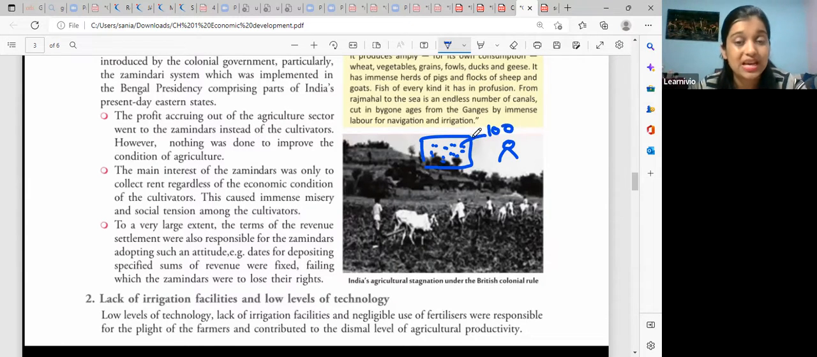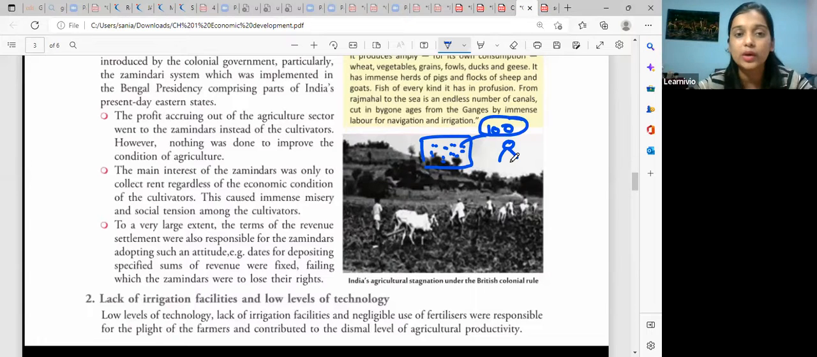He got 100 rupees. So the benefit, whatever money he was getting, instead of the one who is doing the hard work, see, if the farmer is producing everything, he should get the benefit, right? What was happening? The profit was directly going to the zamindars. Instead of farmers getting the benefit, zamindars were getting the benefit.